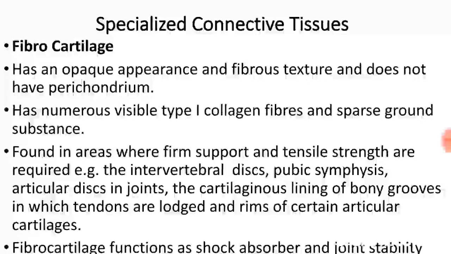It has numerous visible type 1 collagen fibers and sparse ground substance, found in areas where firm support and tensile strength are required. So fibrocartilage is found in areas that need firm support and tensile strength: the intervertebral disc, pubic symphysis, and articular discs in joints, the cartilaginous lining of bone grooves in which tendons are lodged, and the rims of certain articular cartilages.